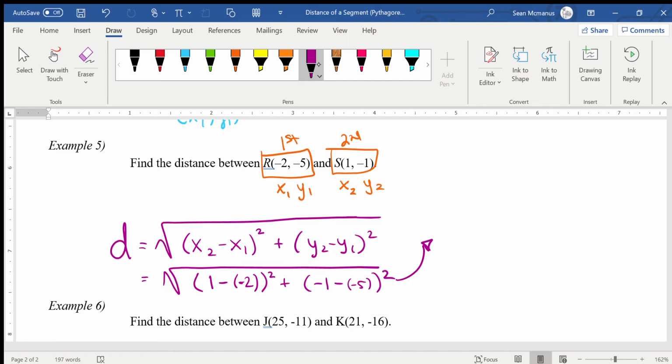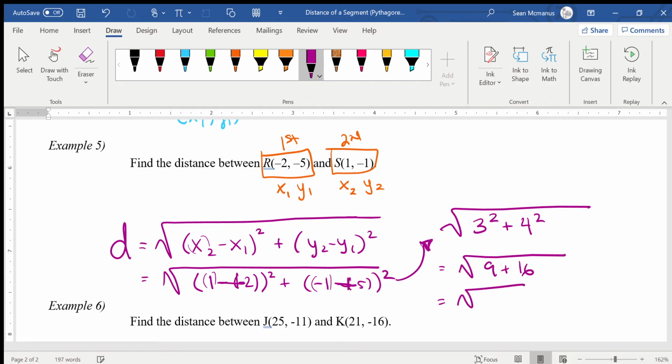So anytime I plug in, we could put parentheses around what we have. I think that's a good habit to get into also. So I end up with the square root of 1 minus -2. Two negatives becomes a plus, so 1 plus 2 is 3, squared, plus -1 minus -5. Remember, double negative becomes a plus. -1 plus 5 is 4 squared. 3 squared is 9, 4 squared is 16. If I add them together, I get 25. The square root of 25 is 5.